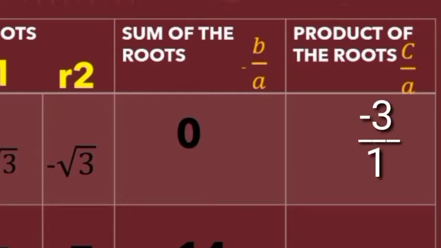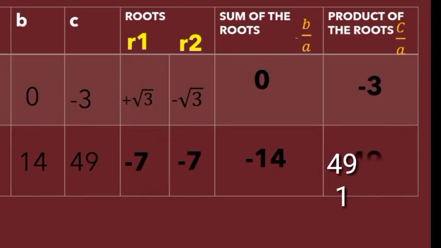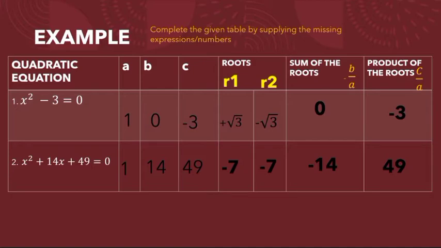Next is the product of the roots, c over a. c is negative 3 all over 1 is equal to negative 3. And 49 all over 1 is equal to 49. Pwede nyong i-check kung tama ang sagot ninyo sa pamamagitan ng pag-add or pag-multiply sa roots ng quadratic equations.